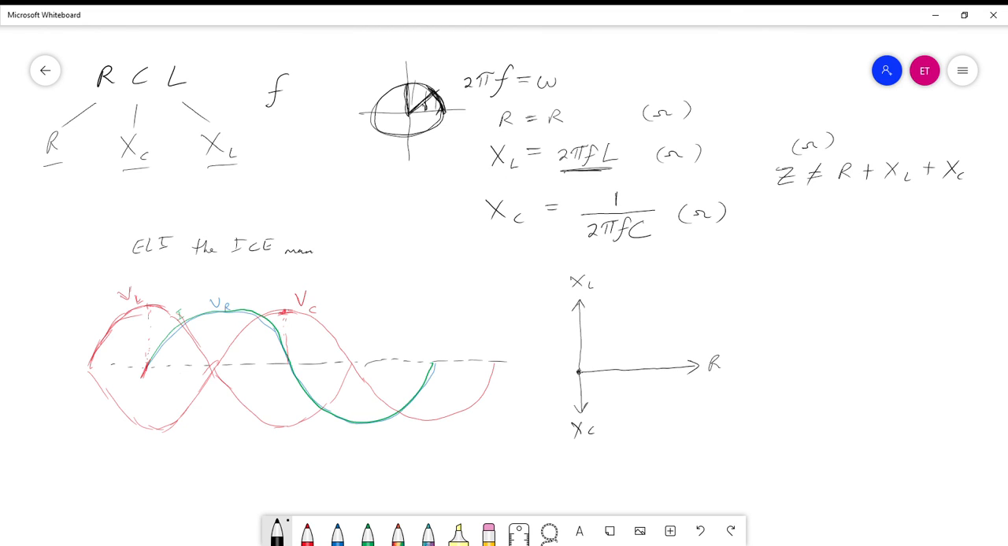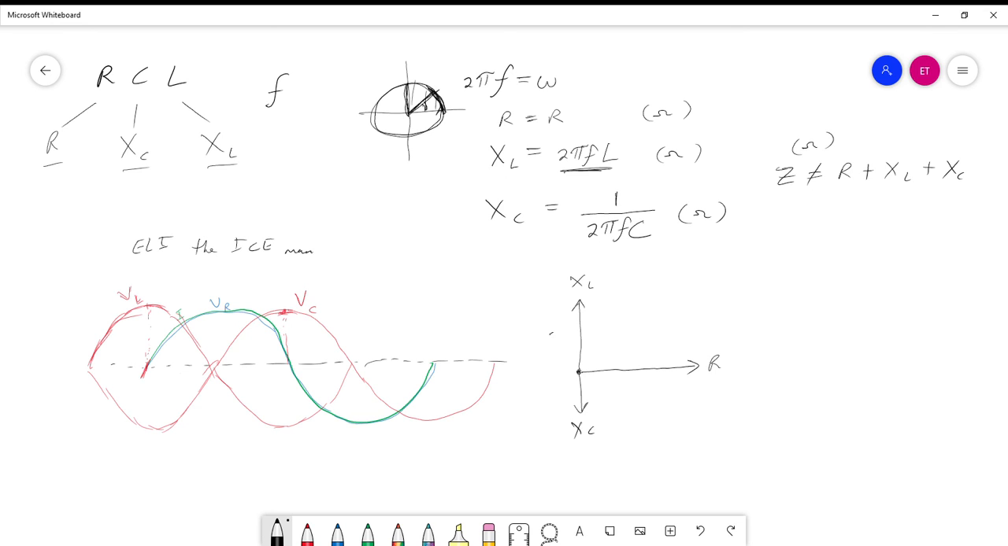But this is how you have to do it, because they don't happen at the same time. And like we said, the XLs, it's 90 degrees and 90 degrees and 180 with each other. So you're going to add them up like this. So just for kicks, let's say I have, you would do the calculation, 2 pi FL. This would be a certain amount. Let's see what it looks like.